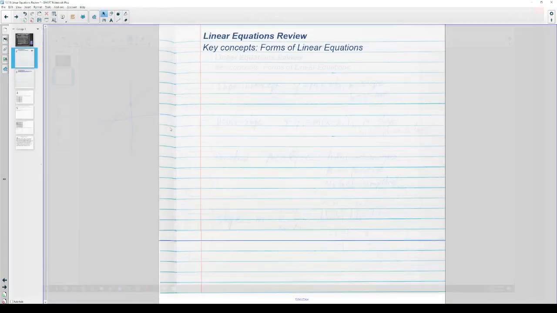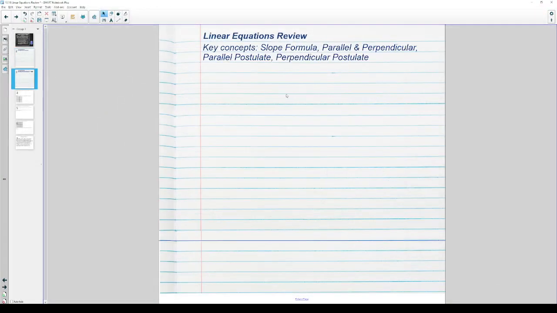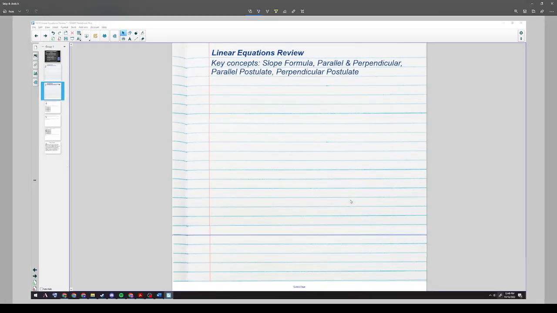All right, so those are all things that are hopefully review from algebra and from the algebra star chart. Next we have the slope formula we just looked at. We have the ideas of parallel and perpendicular, and then we have 2 kind of new things, the parallel postulate and the perpendicular postulate. So the slope formula we talked about on the last slide.